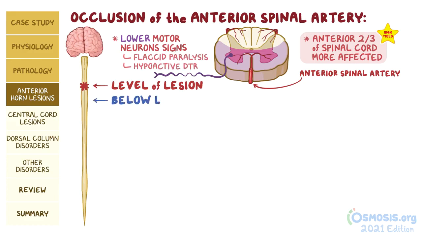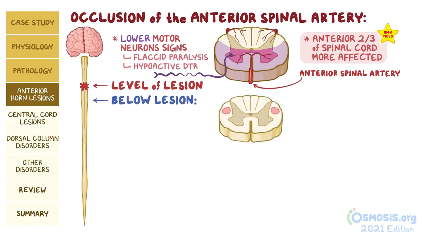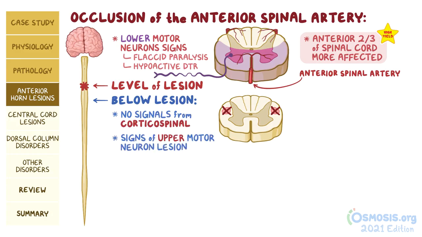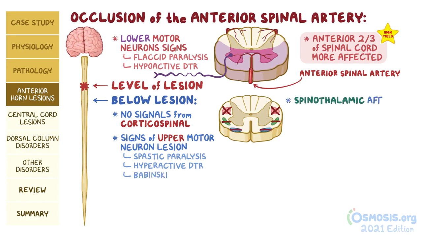Meanwhile, below the level of lesion, the lower motor neurons on both sides are no longer receiving signals from the corticospinal tract, so there will be signs of an upper motor neuron lesion, like bilateral spastic paralysis, hyperactive deep tendon reflexes, and a Babinski reflex. In addition to that, spinothalamic tracts on both sides will be affected. So, below the level of the lesions, individuals also have bilateral loss of pain and temperature.